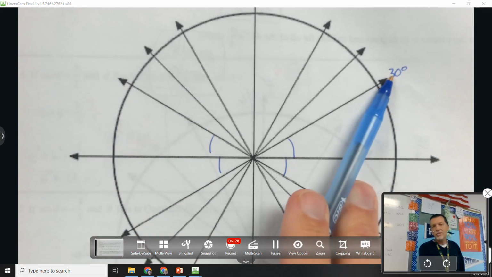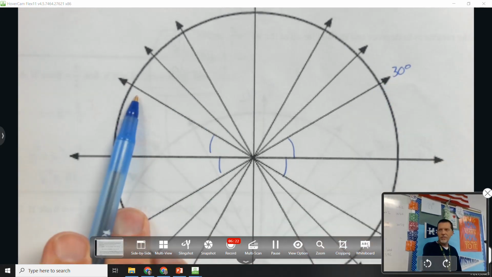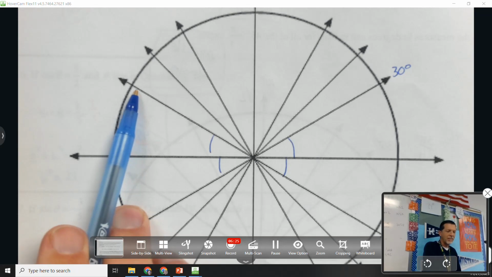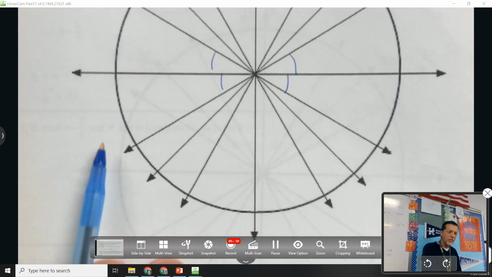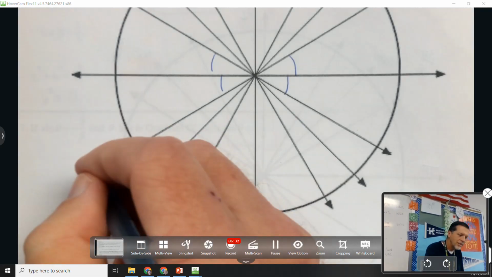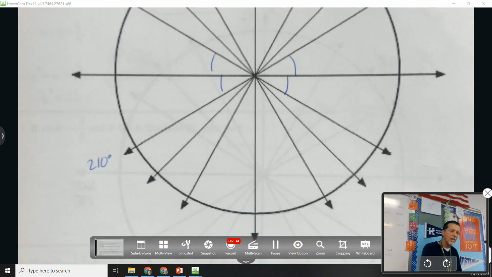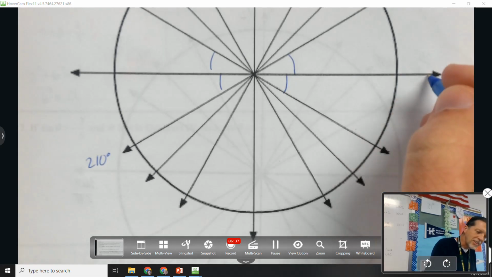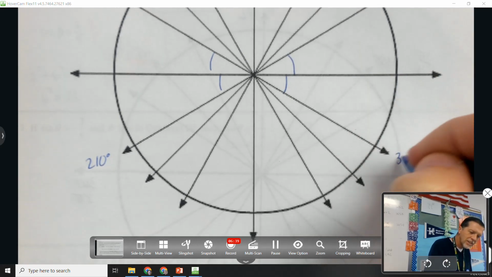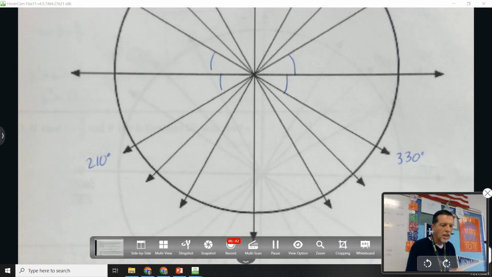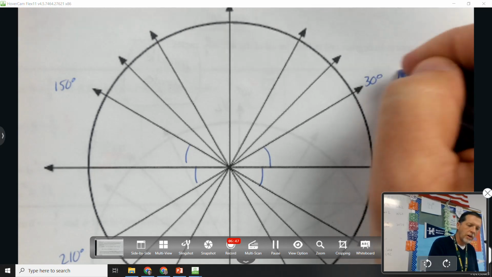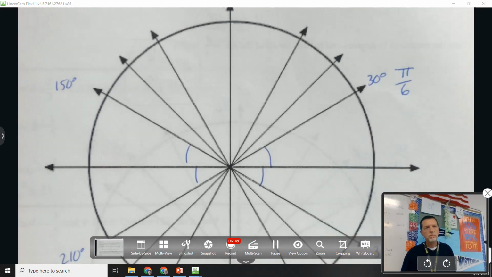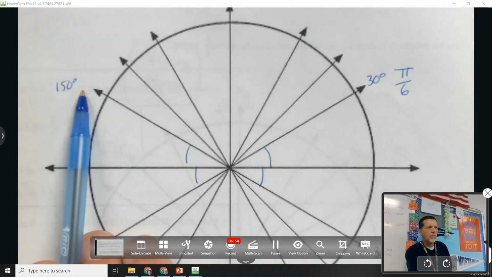So first quadrant's easy, that's 30 degrees. What's 30 degrees from the x-axis in the second quadrant? 150. And 30 degrees from the x-axis in the third quadrant? 210. And 30 degrees from the x-axis in the fourth quadrant? 330. Okay, 30 degrees is pi over 6, so that one's easy. But what's this one?